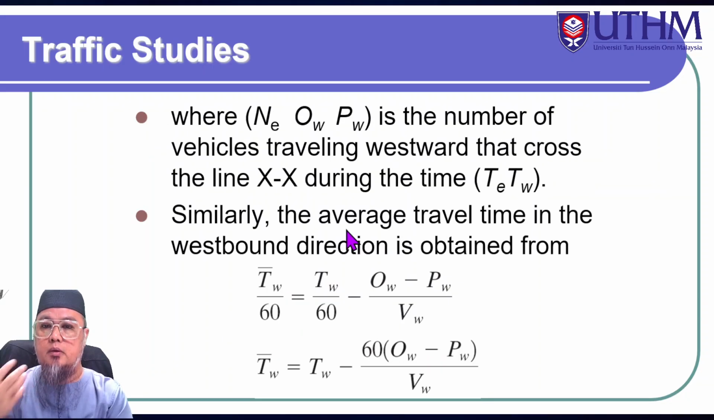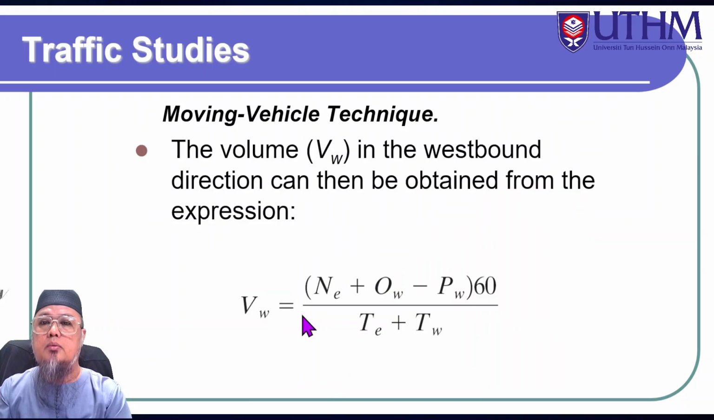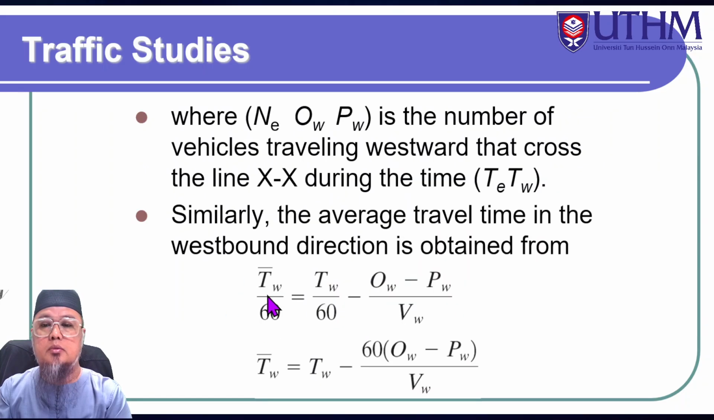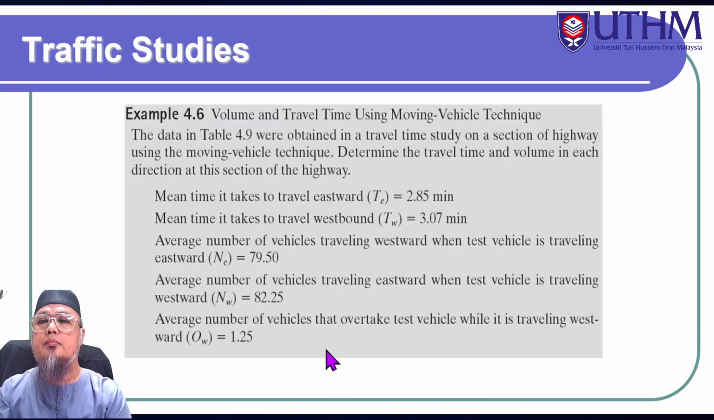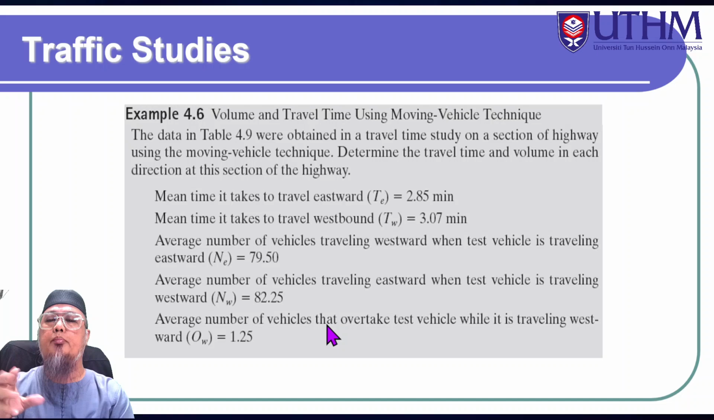So from this particular parameter, we can also determine the average travel time for this particular area. This one we only determine the volume, so later on we can determine the average travel time. Okay, let's put this into an example.